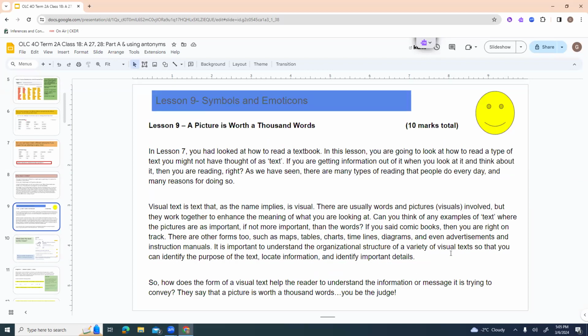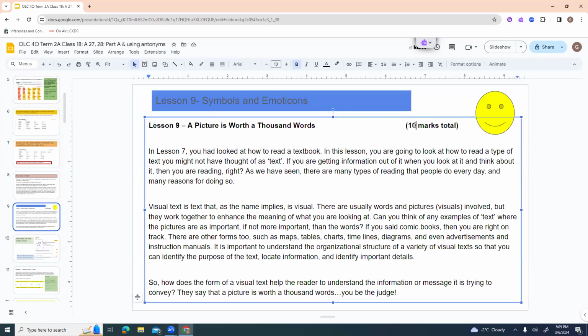All right. Lesson 9 is about symbols and emoticons. And it says 10 marks. I think it's actually 12 marks. Can I fix that? Yeah, I think so. I think it's actually 12 marks.